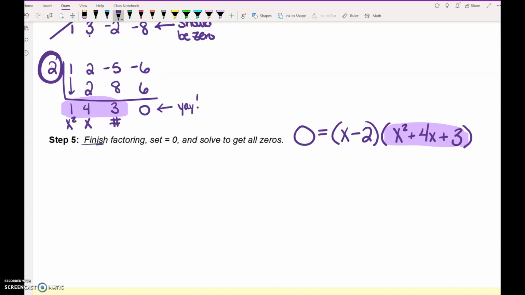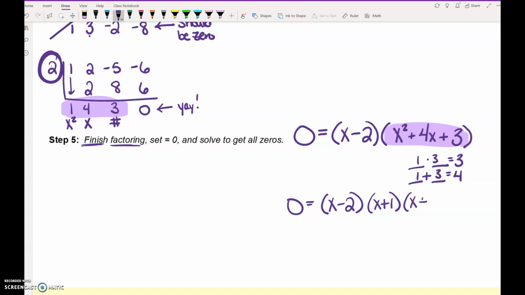Then it says, finish factoring. So factor this trinomial. We need 2 numbers that multiply to give us 3 and add up to 4. 1 and 3. So we have 0 equals x minus 2, x plus 1, x plus 3. And that means that our solutions are positive 2, which we already knew from up here, negative 1, and negative 3.